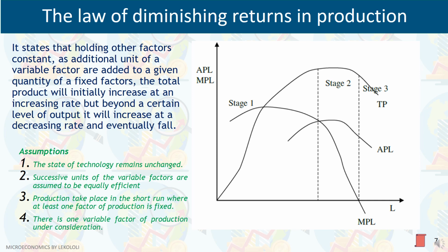So the figure is well illustrating, and we have a number of assumptions that we make. One is that we assume that the state of technology remains the same. We also assume that successive units of the variable factors are equally efficient. We also assume that production takes place in the short run where at least one factor of production is fixed. There is also a variable factor of production under consideration.